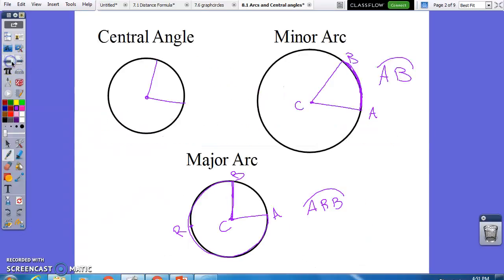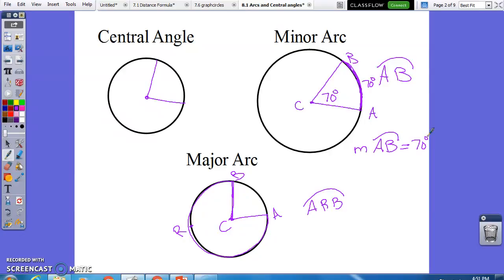Now, let's back up for a second. If this angle measures 70 degrees, then so does the arc. So the measure of arc AB would be 70 degrees. So whatever the measure of the central angle is, that's going to be the measure of the minor arc that goes with that.